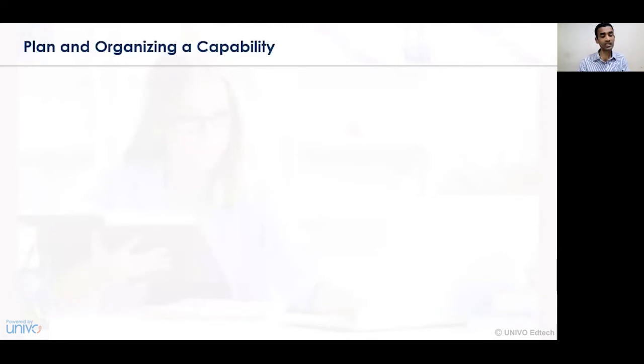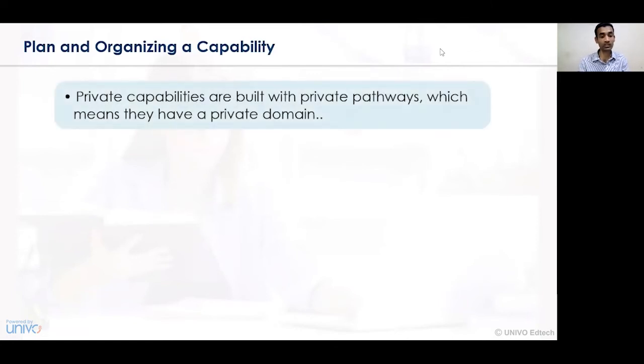Now let's understand the concept of planning and organizing a capability. That is, how do we plan and how do we organize a certain capability? So for designing or planning, organizing a certain capability, certain steps of planning are required. So what are those steps? The first step is private capabilities are built in with private pathways, which means they have a private domain.